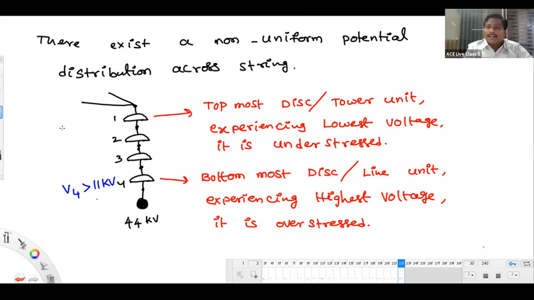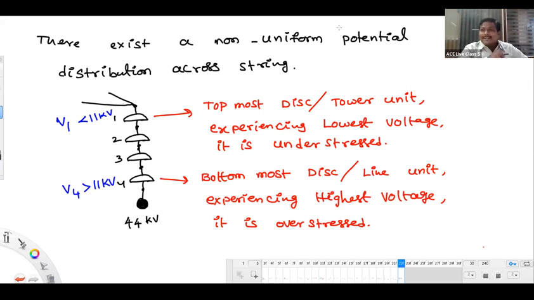Then how is disk 1 voltage? Anybody? How is disk 1 voltage? It will definitely be less than 11 kV. Disk 1 voltage will definitely be less than 11 kV. Yes or no? I need your response. Yeah.